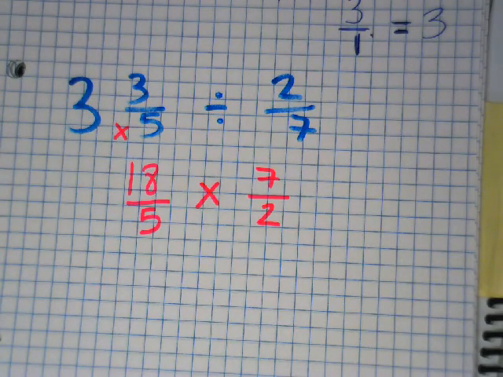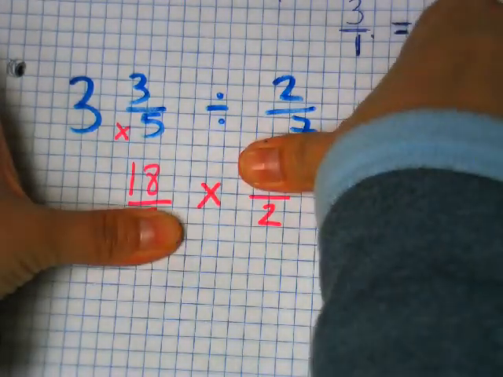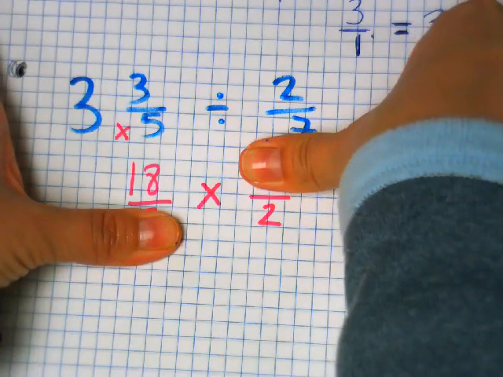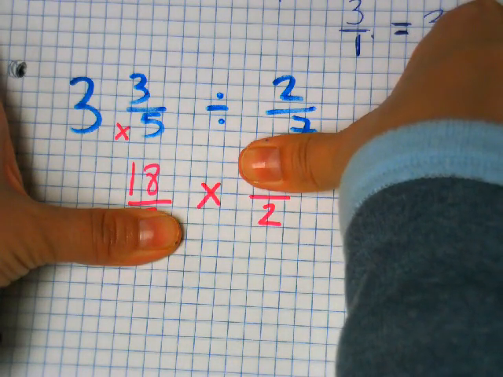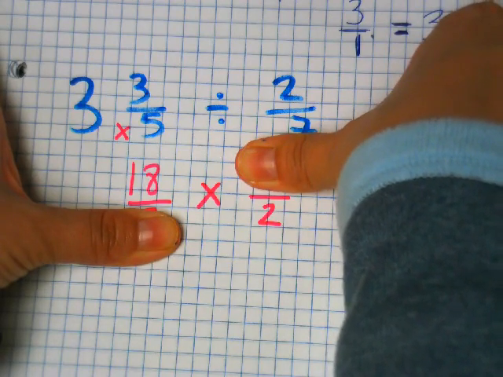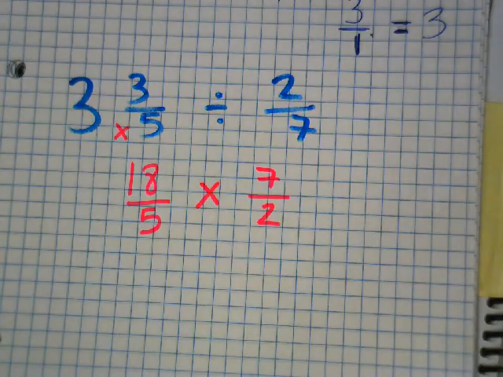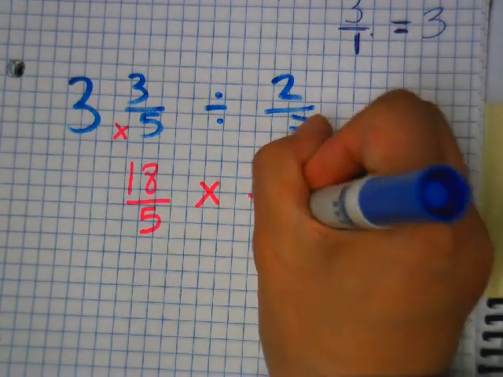Guess what? I don't either. I don't want to. That looks horrible. So this is the perfect time to use that shortcut I taught you. 18 and 2. What can I divide 18 and 2 by? 2. Do it. Hey, no one wants to deal with 18 times 7. No one. Not even your teacher.